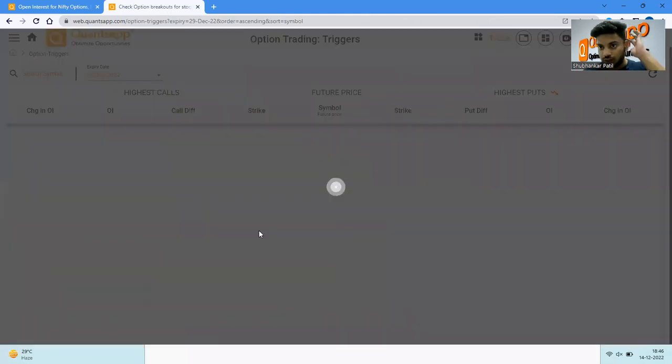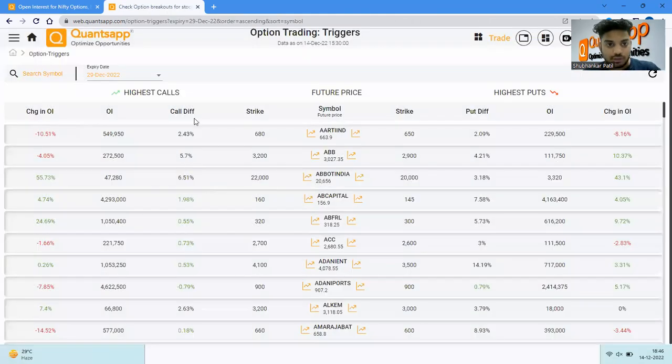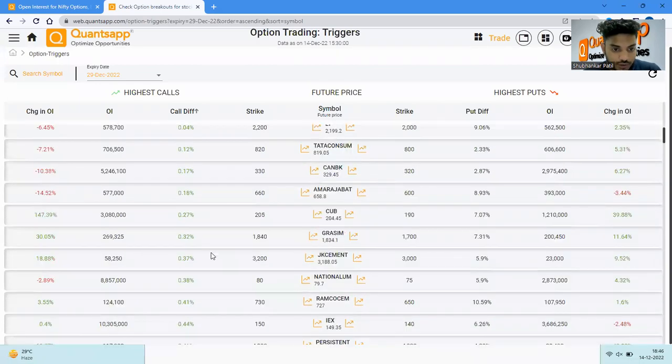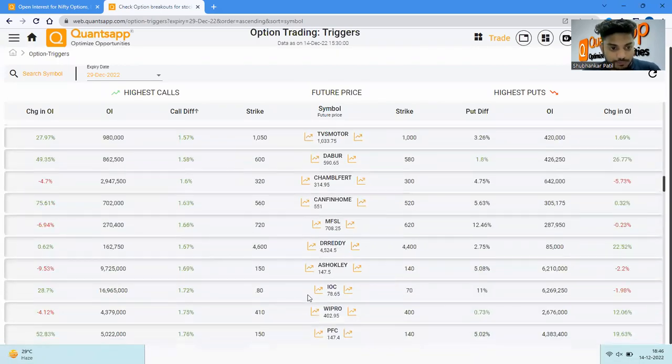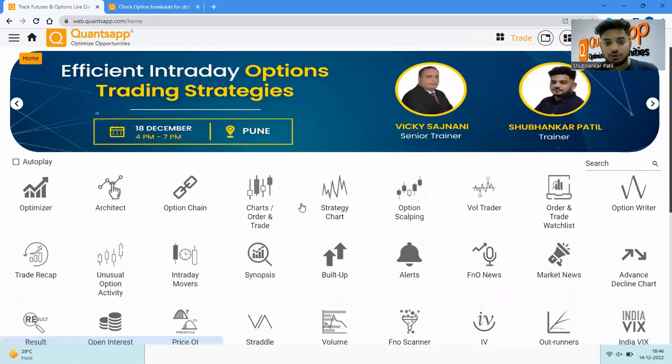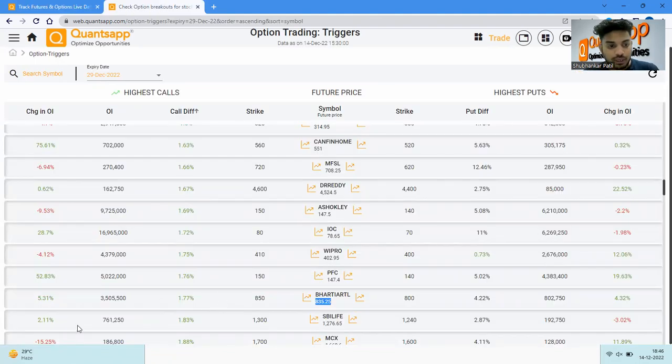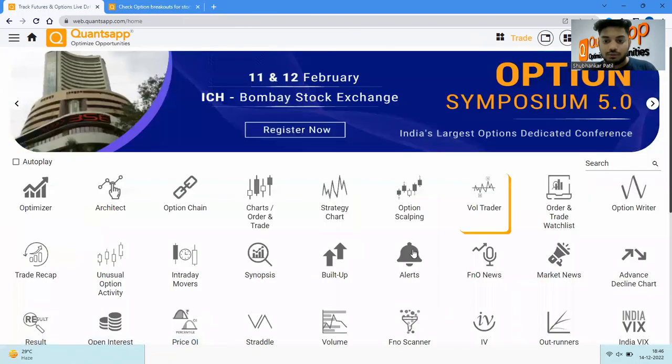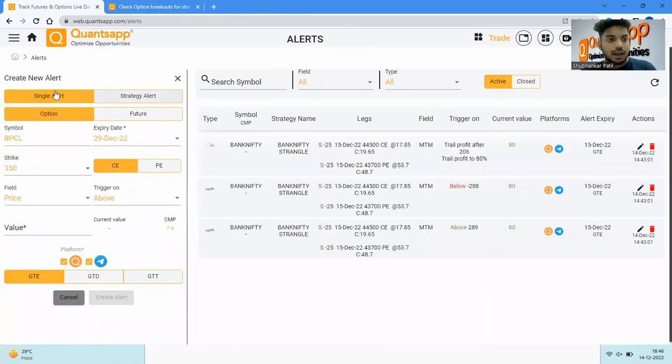What I want to tell you is, this is showing us the highest call strike of all the stocks. Let's say Bharti. 850 is the strike price where the highest call writers are, and 835 is the price where Bharti Airtel is right now. So I know that 850 is the level where the highest call writers are. This level might get respected, and if I'm buying Bharti, this is where my target should typically be.